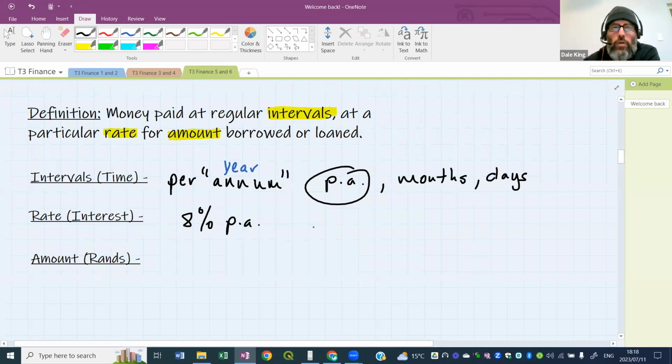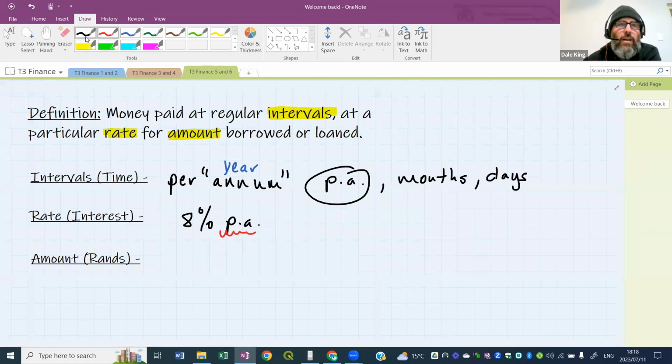So when I give you an interest rate, when the exam gives you an interest rate, or when you go out after school and actually borrow or invest money, the bank has to give you an interest rate with a unit of time. You can earn 8% on the amount that you borrow or invest or loan per year, per annum, or per month or per day, but it's often per year. So an interest rate needs a unit of time.